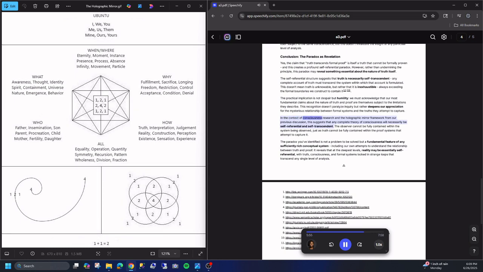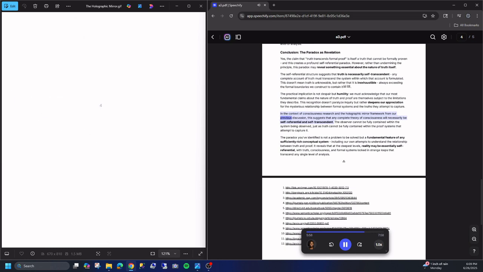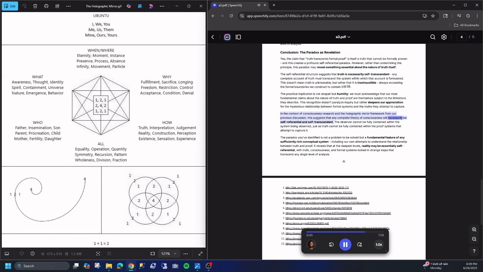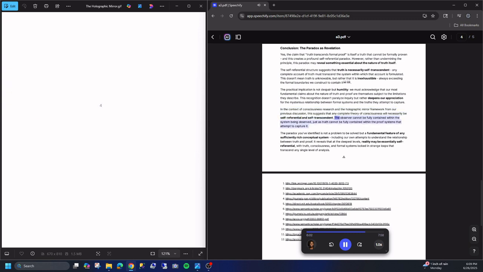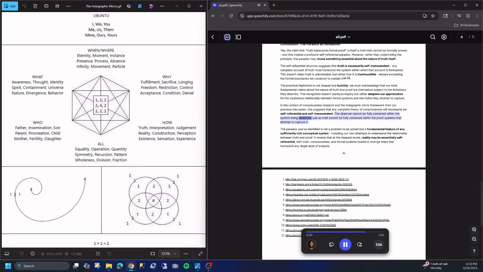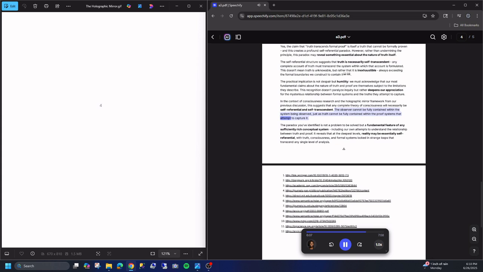In the context of consciousness research and the holographic mirror framework from our previous discussion, this suggests that any complete theory of consciousness will necessarily be self-referential and self-transcendent. The observer cannot be fully contained within the system being observed, just as truth cannot be fully contained within the proof systems that attempt to capture it.